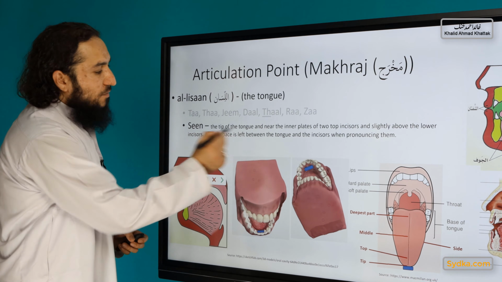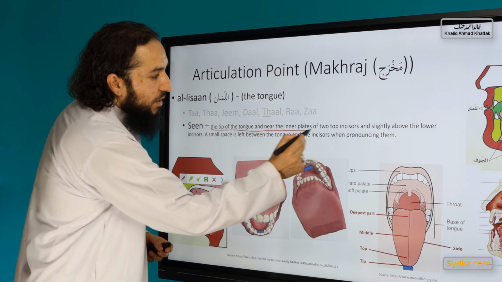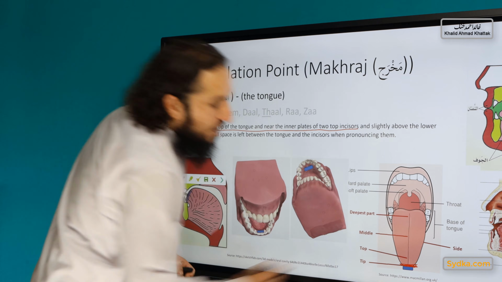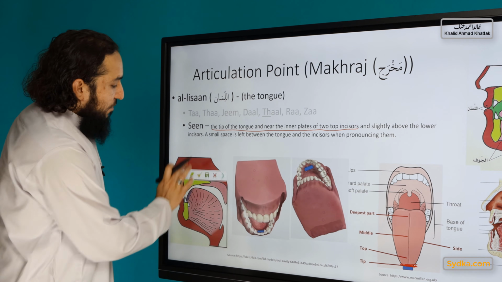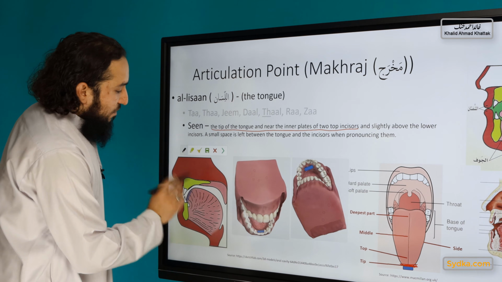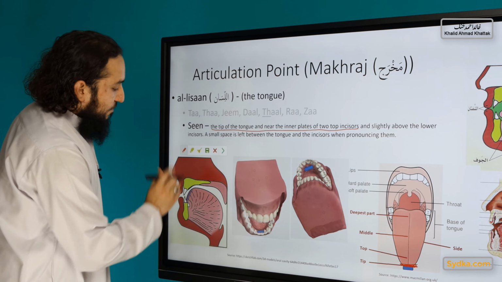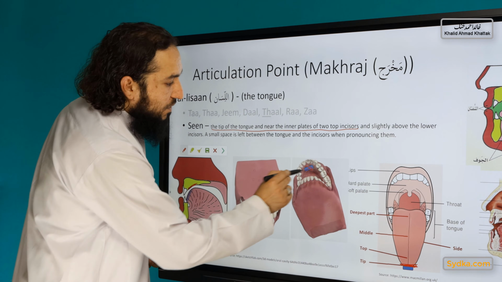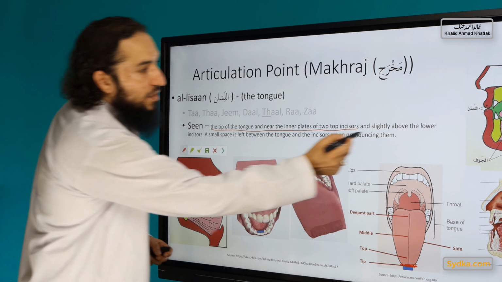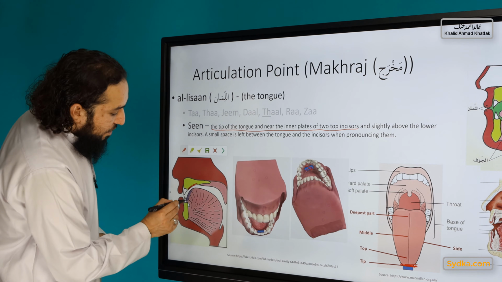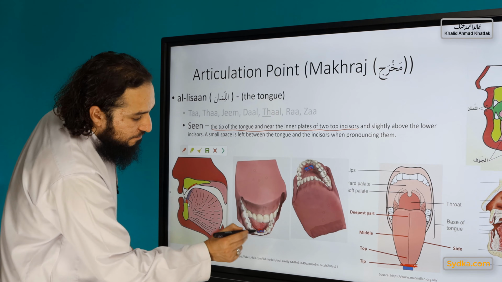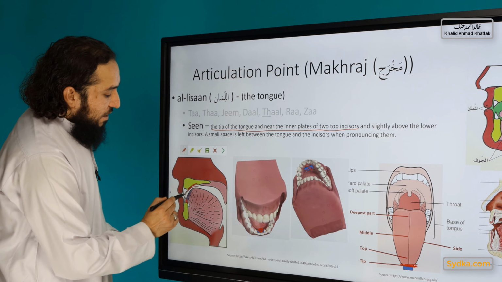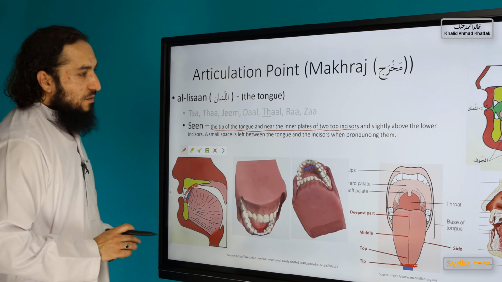The tip of the tongue near the inner plates of the top two incisors. So the tip of the tongue is used, near the inner plates of the top incisors, and slightly above the lower incisors. So a small space is left when we pronounce Sin, between the tongue and the incisors.